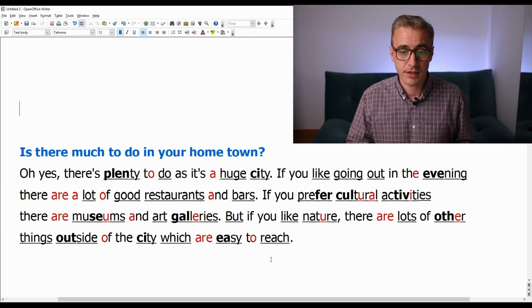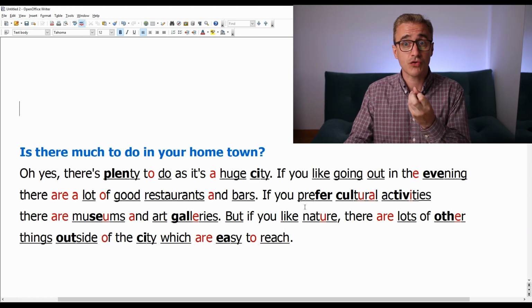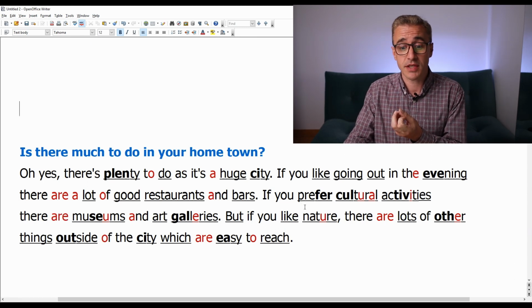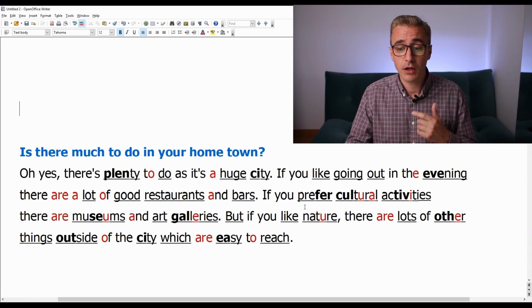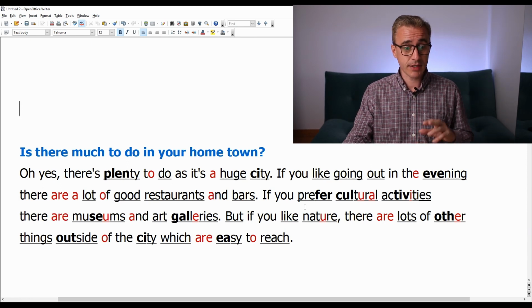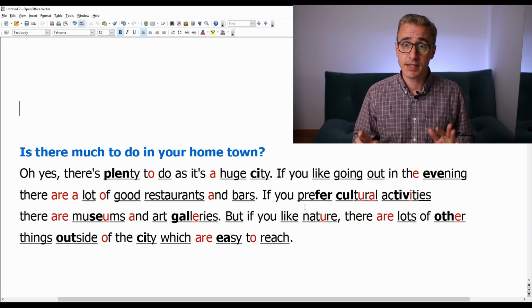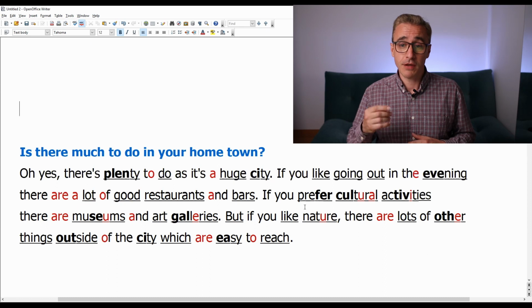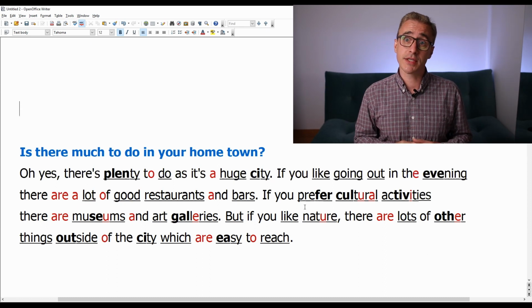So the next sentence. If you prefer, and notice stress is on the fer this time because it's a verb. If you prefer cultural activities, there are museums and art galleries. So say the sentence together, follow after me. If you prefer cultural activities, there are museums and art galleries.